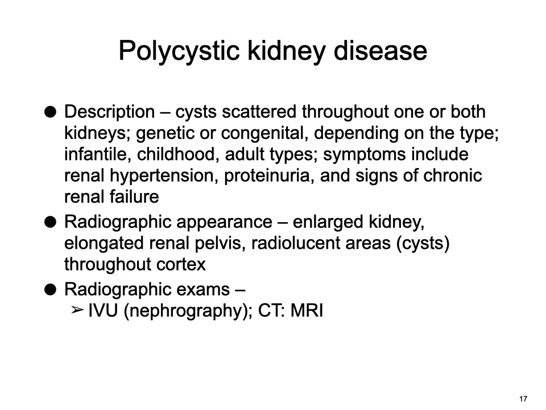Polycystic kidney disease. Cysts scattered throughout one or both kidneys. Genetic or congenital, depending on the type: infantile, childhood, adult types. Symptoms include renal hypertension, proteinuria, and signs of chronic renal failure. Radiographic appearance includes an enlarged kidney, elongated renal pelvis, radiolucent areas that look like cysts throughout the cortex. IVU, CT, or MRI.